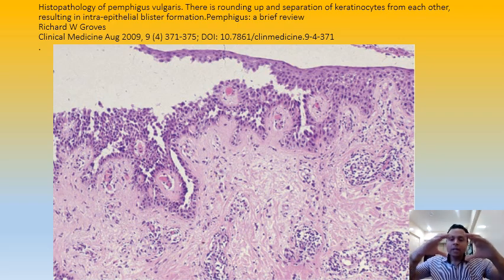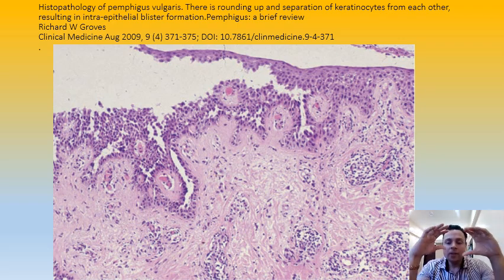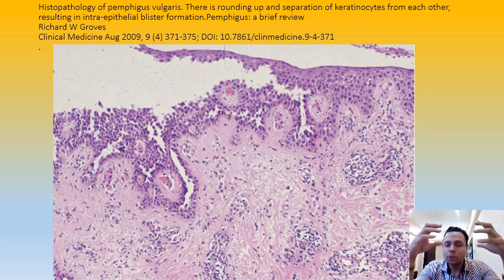Desmosomes are lost. Initially all cells were attached to another cell, so they were maintaining the shape as well as pulling the cells. When you remove the pull, what will happen? The cell will become rounded up. The classical look of an acantholytic cell is that they are rounded up cells.